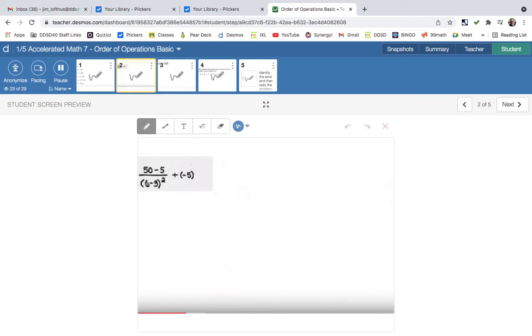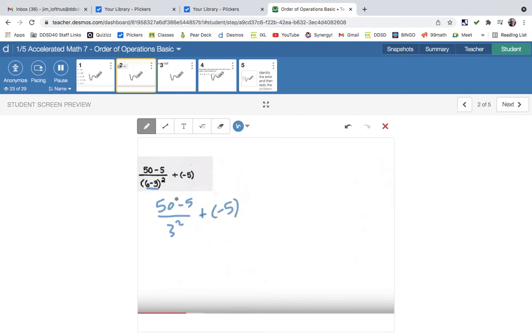The first thing I'm going to do is write there, 6 minus 3. I'm going to write everything else out. 50 minus 5 divided by 3 squared plus negative 5.